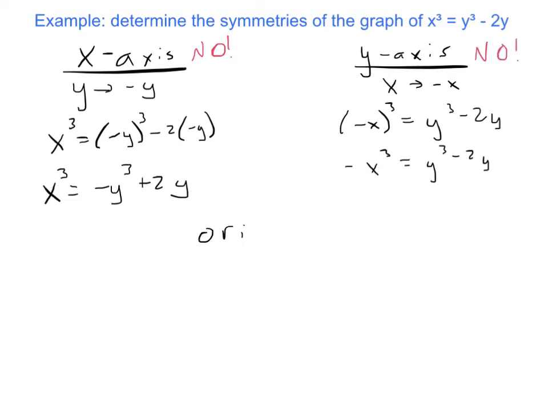Finally, we can consider origin symmetry. Again, I think you should pause the video and try this on your own.